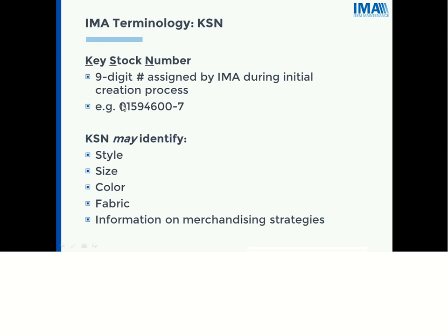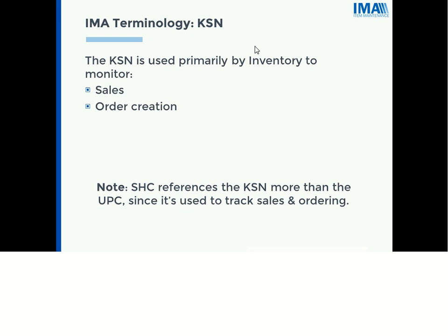Also, you will notice that there's a 0 at the beginning. Many people will omit that when they put it in quick search or try to run a report. You can leave the 0 on there or omit it, but it's fine if you omit it because it will automatically add it back on behind the scenes. KSN may identify the style, size, color, fabric, or information on merchandising strategies. It's primarily used by inventory to monitor sales and order creation.